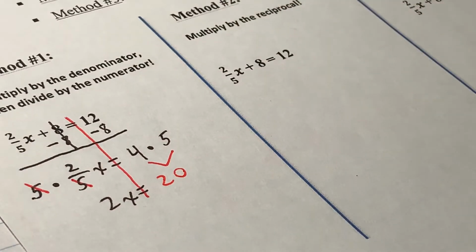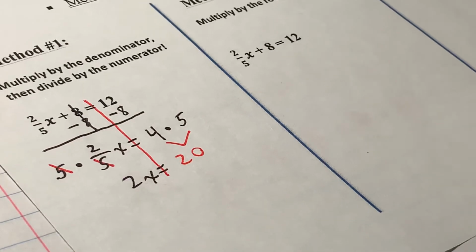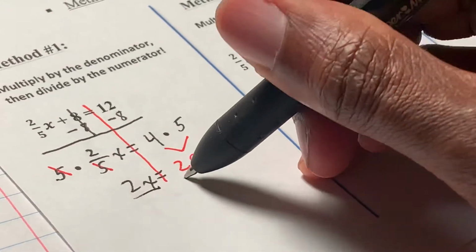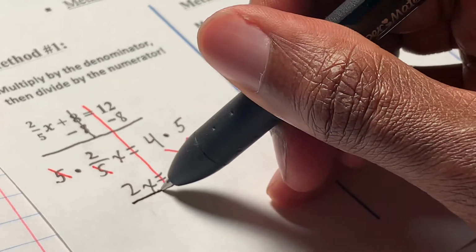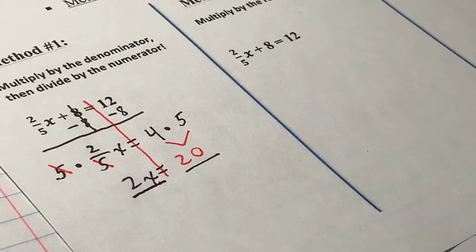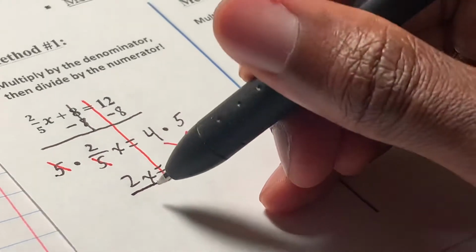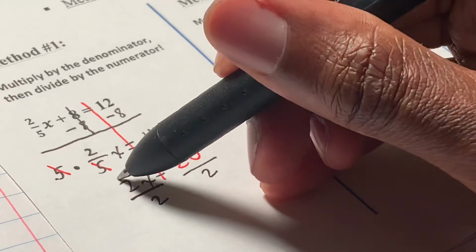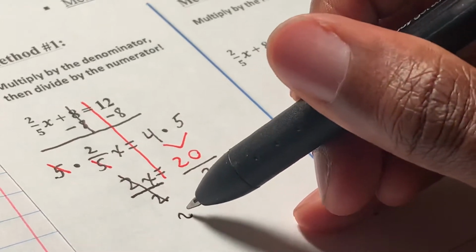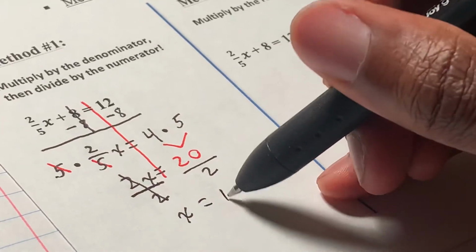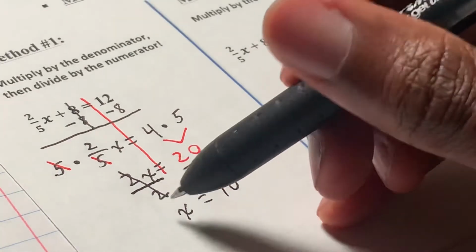And now, ladies and gentlemen, we're very familiar with this part, aren't we? We want to get the x alone. So we're going to divide both sides of the equation by the coefficient, also known as x's partner. Which number is x's partner? If you said 2, you are correct. So we divide both sides by 2. The 2's cancel. I drop x, and I drop the equal sign, and 20 divided by 2 is 10.